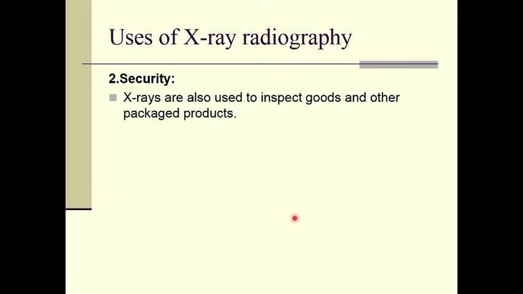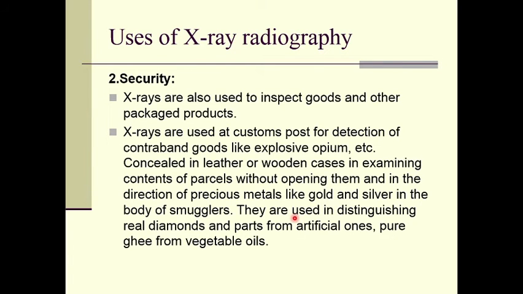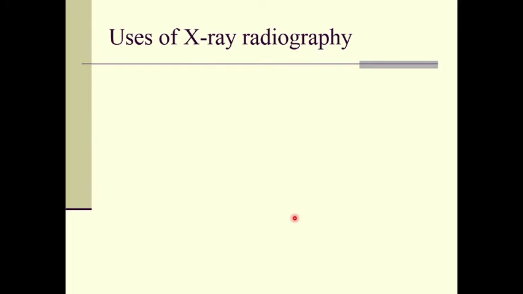Again, X-rays are also used to inspect food and other packaging products, right? X-rays are used at customs posts for detection of contraband goods like explosives, opium, etc., concealed in leather or wooden cases, in examining the contents of parcels without opening them, and in the detection of precious metals like gold and silver in body smugglers. They are used in distinguishing real diamonds and pearls from artificial ones, pure ghee from vegetable oils. So they are used in various applications, right?